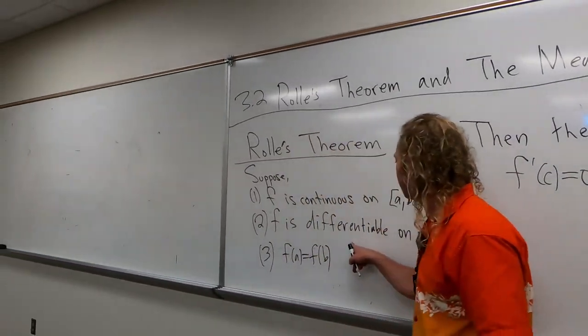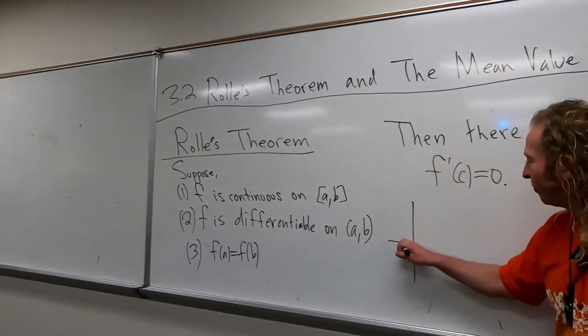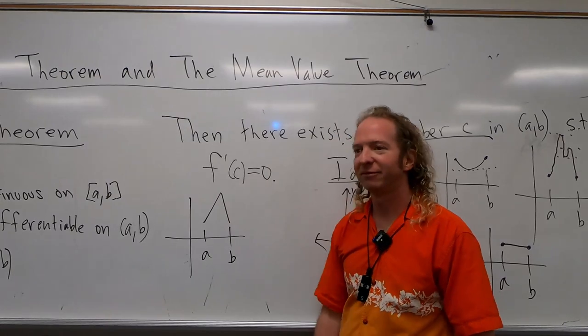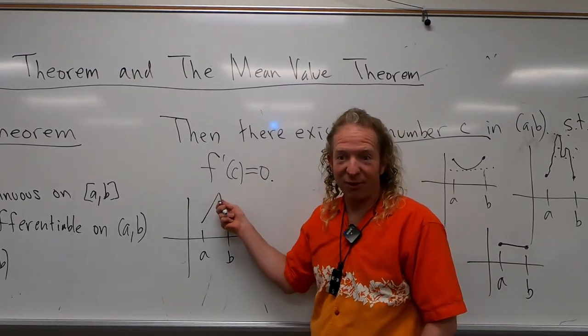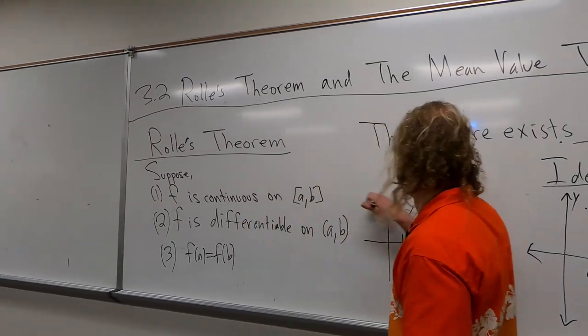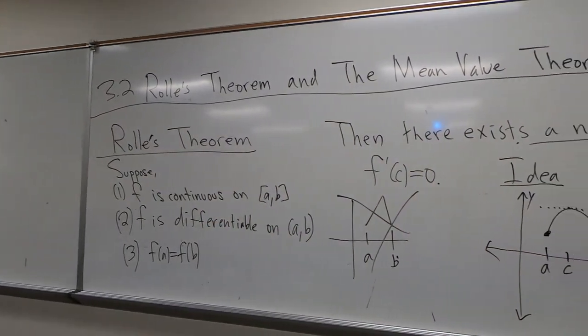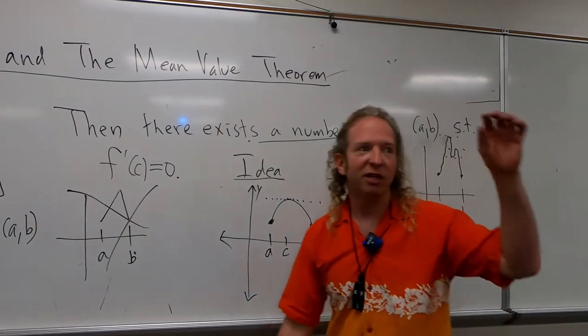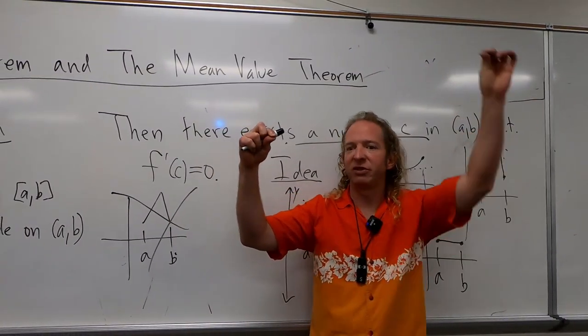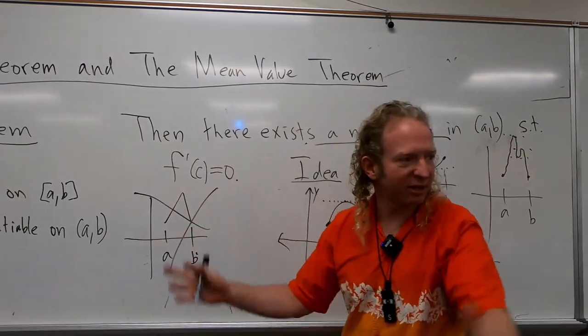The differentiability is important. If it wasn't differentiable, you could do this. The derivative here is undefined. This breaks Rolle's, because it needs to be differentiable. So you can't have that. So Rolle says if you have a continuous, differentiable function that starts at the same place it finishes, there's going to be a number in between where the derivative is zero. That's all Rolle is saying. That's it.